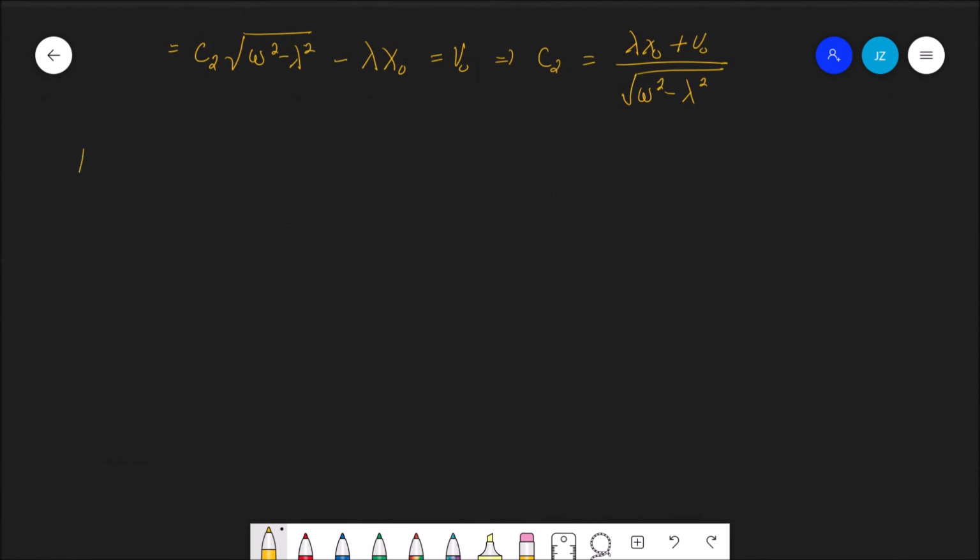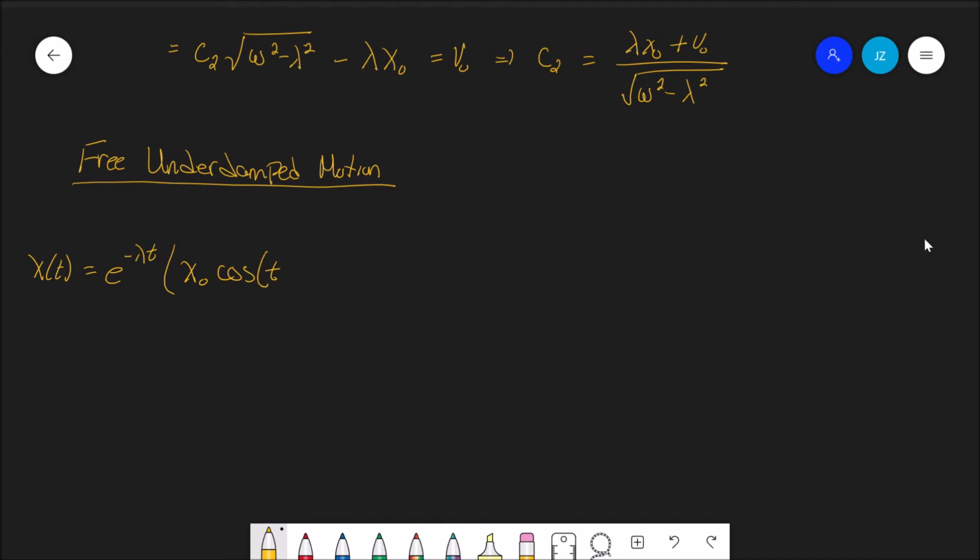And so our free underdamped motion is described by the equation x of t equals e to the negative lambda t all times x naught cosine of t times the square root plus lambda x naught plus v naught all over the square root times the sine of t times the square root.